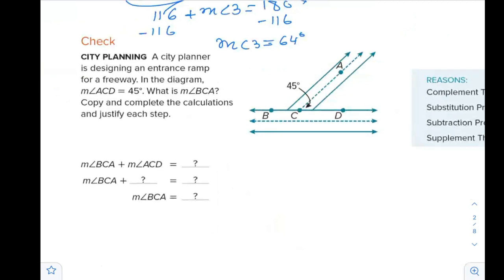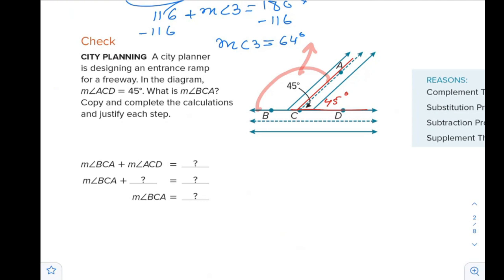Real life application, city planning. A city planner is designing an entrance ramp for a freeway. In the diagram, the measure of angle ACD is 45 degrees, and it is shown here, 45 degrees. What is the measure of BCA? So the one that is here, he is asking for this one.